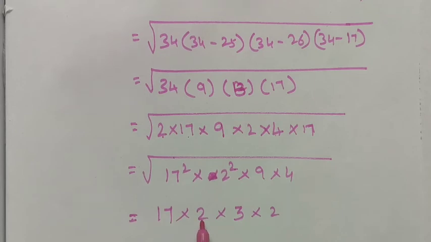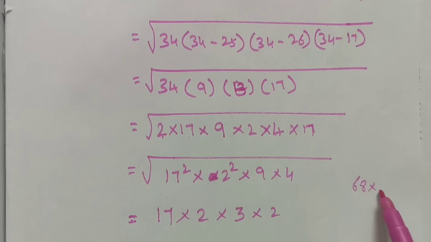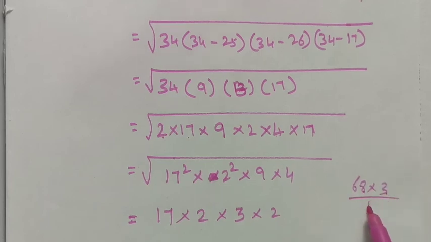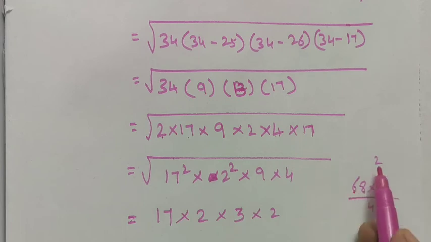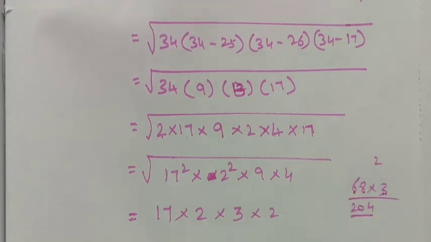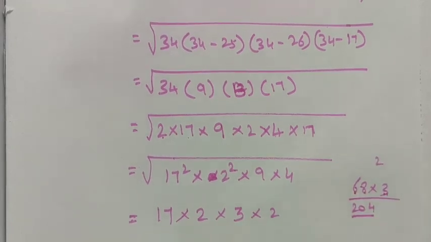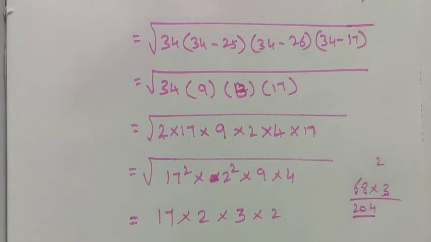17 into 2 is 34. 34 into 2 is 68. 68 into 3, 3 eights are 24, 4 remainder 2, 3 sixes are 18 plus 2 is 20, so 204. So 204 meter square is the area of ACD.